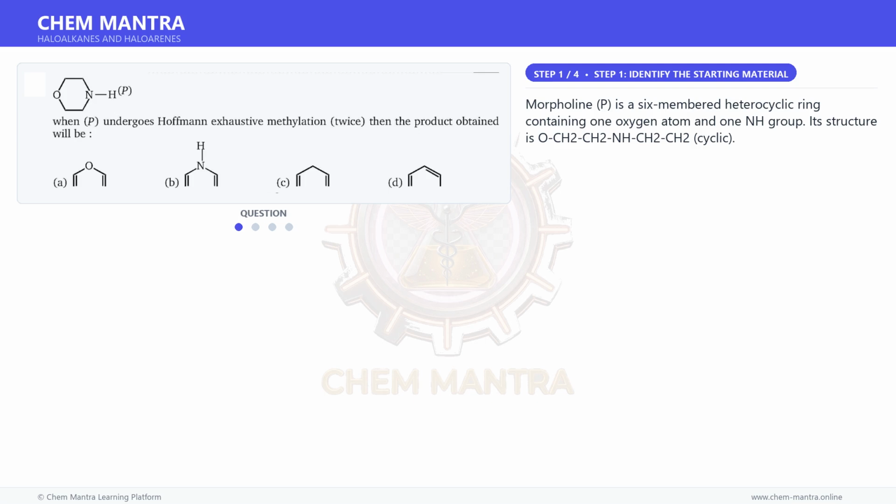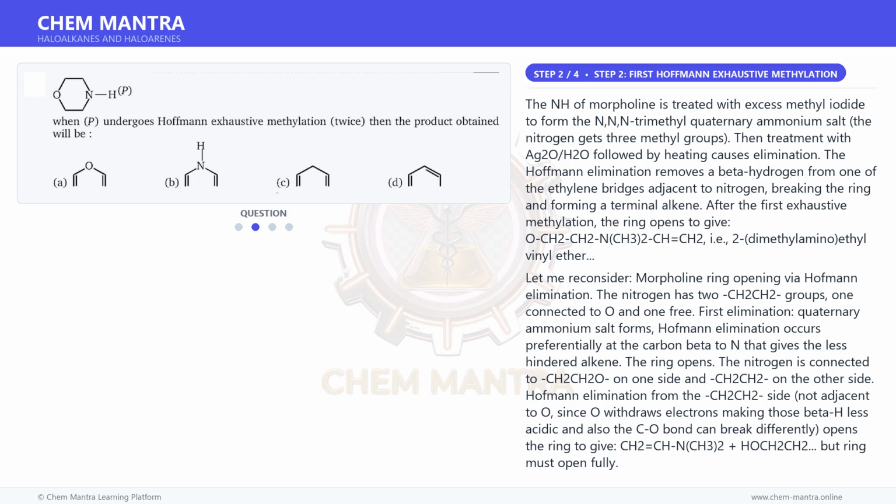Morpholine, P, is a 6-membered heterocyclic ring containing one oxygen atom and one NH group. Its structure is O, CH2, CH2, NH, CH2, CH2, cyclic. Moving on to the next step.